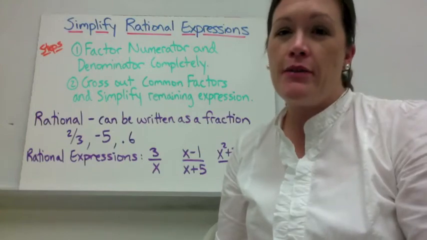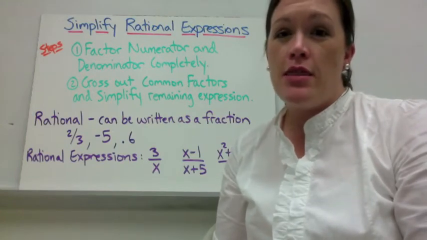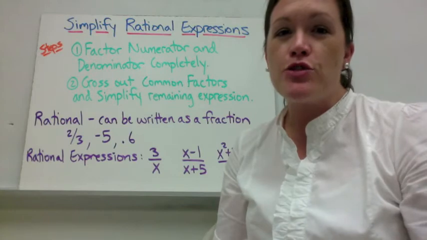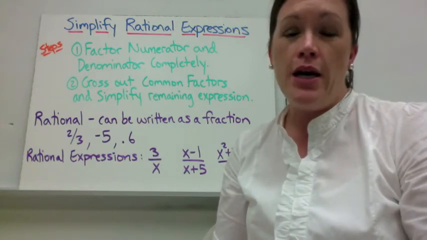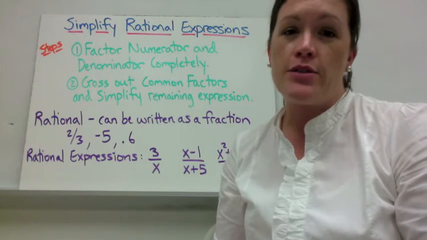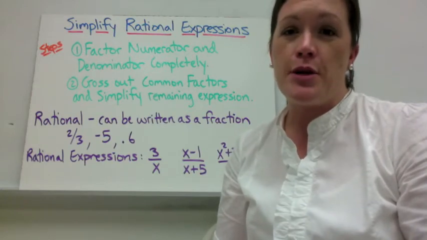Let's talk about simplifying rational expressions. The steps you need to take to simplify rational expressions are to factor the numerator and the denominator completely, and then cross out common factors and simplify the remaining expression.